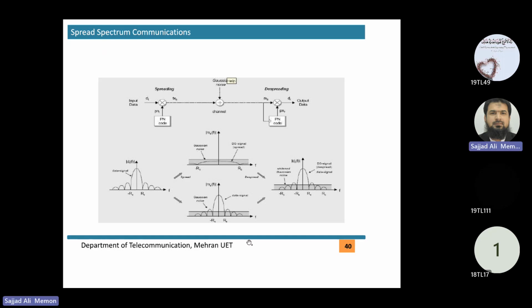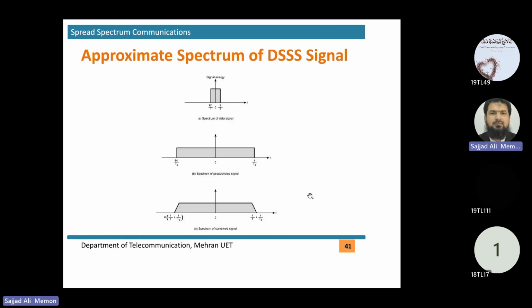So when we transmit the signal, it is actually below the noise floor. And when we recover the signal, it is quite above the noise floor and we can filter out our signal easily. So that is the beauty of spread spectrum communication. That is the spectrum of the data signal, this is the spectrum of the pseudo noise signal, and that is the spectrum of the combined signal.